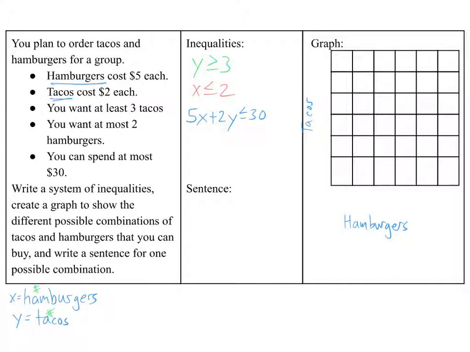We are now going to graph these three. But in order to graph this, would it help to rewrite it? I like to write it in slope-intercept form. So let's rewrite this last one. I'm going to subtract the 5x over.